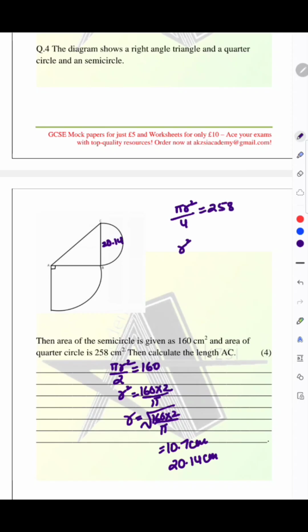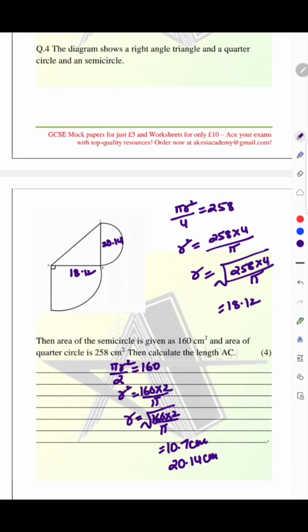So r squared is 258 times 4 over pi, or r is equal to the root of 258 times 4 over pi. This will give you 18.12. Again, this is what they have calculated as the radius, but in this case, this is representing the radius. So don't multiply by 2 or anything. This will give you 18.12.